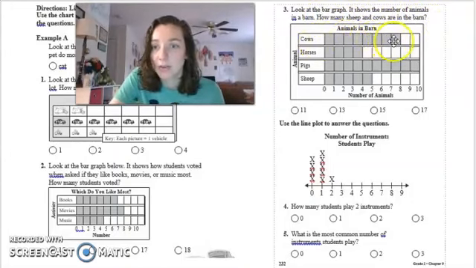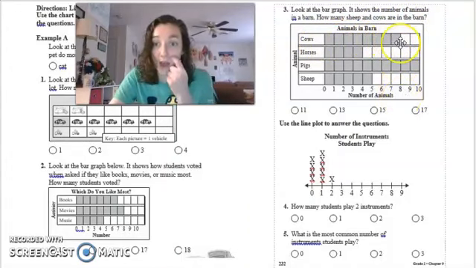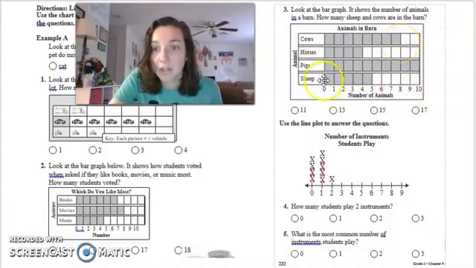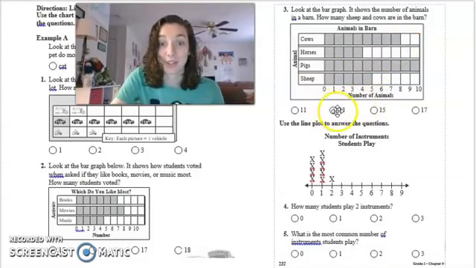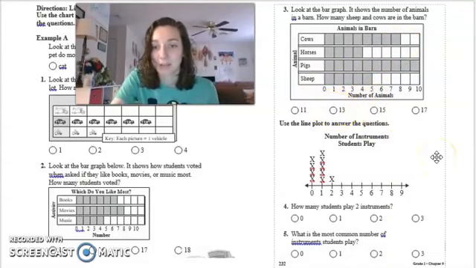All right, so we want cows. Same thing, we come down here. We can see that there are 8 cows. And then how many sheep? Come down here, we can see that there are 5. So 8 plus 5 is 13. So that's our 13 right there, and that would be our answer.